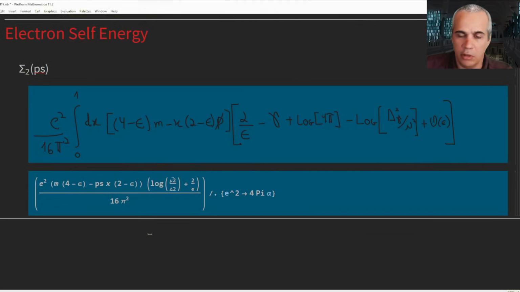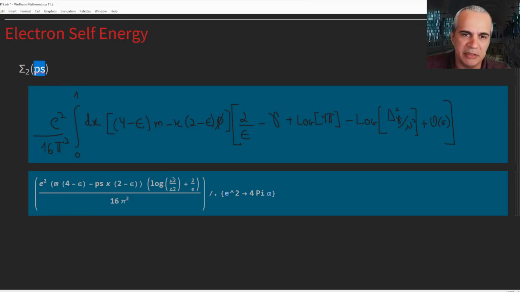We could do all of this by hand, but again, I think we save time and energy by doing it in Mathematica. So in order to get delta 2, the first thing we'll need to do is to calculate the derivative of sigma 2, right? PS here means p slash, so everywhere you see PS, it means p slash.